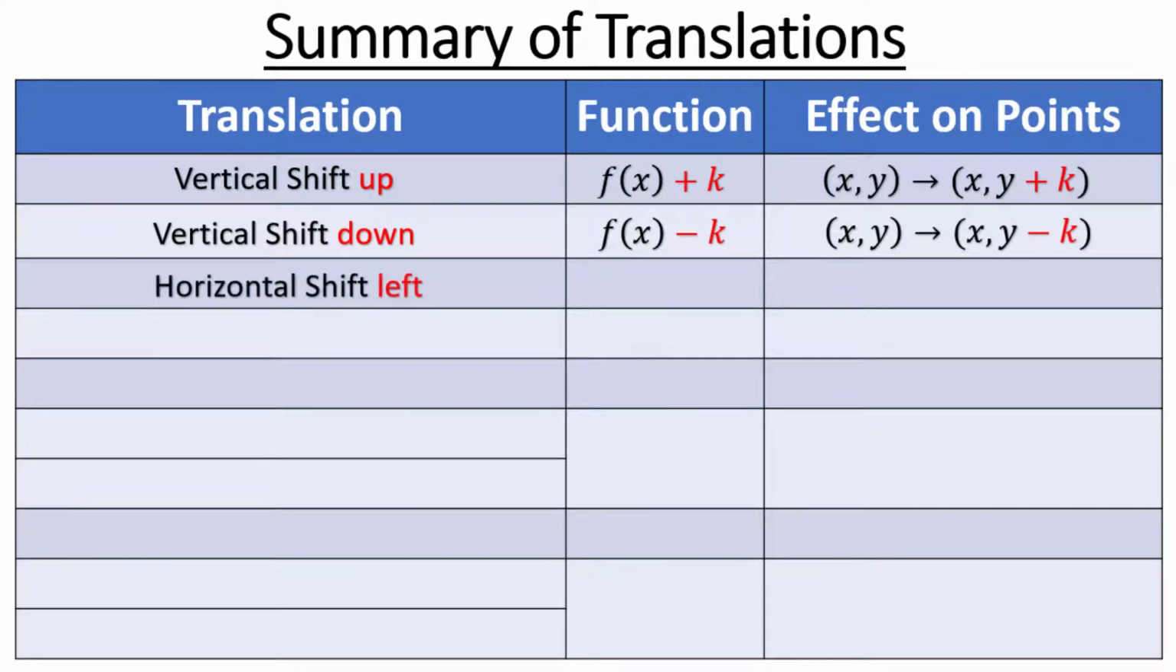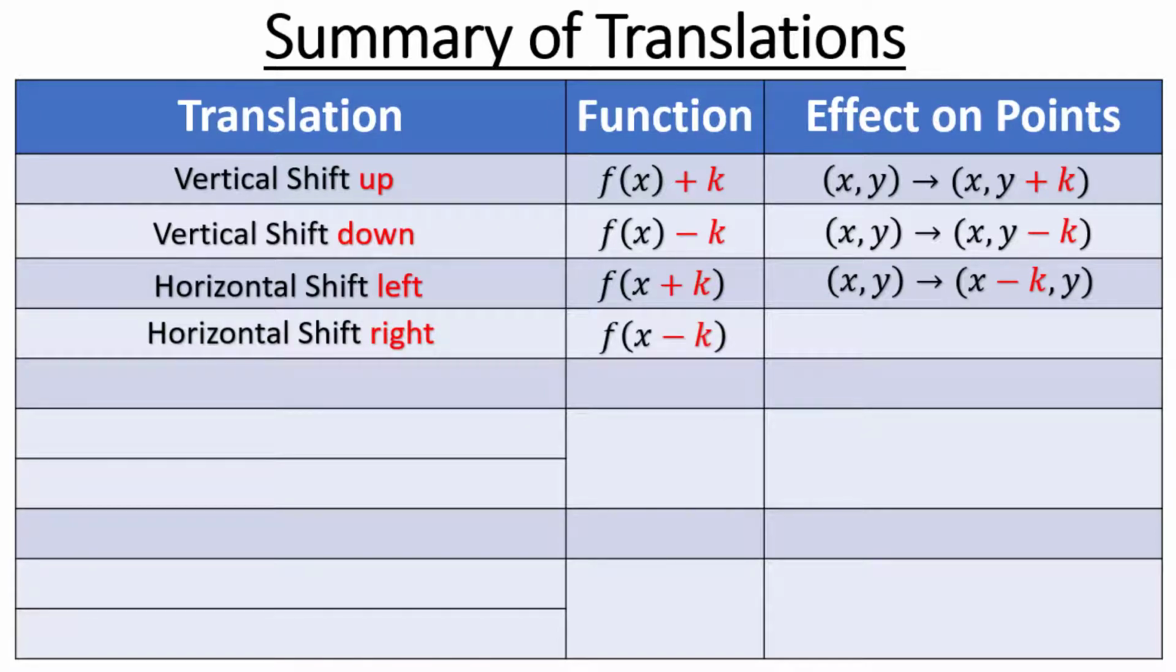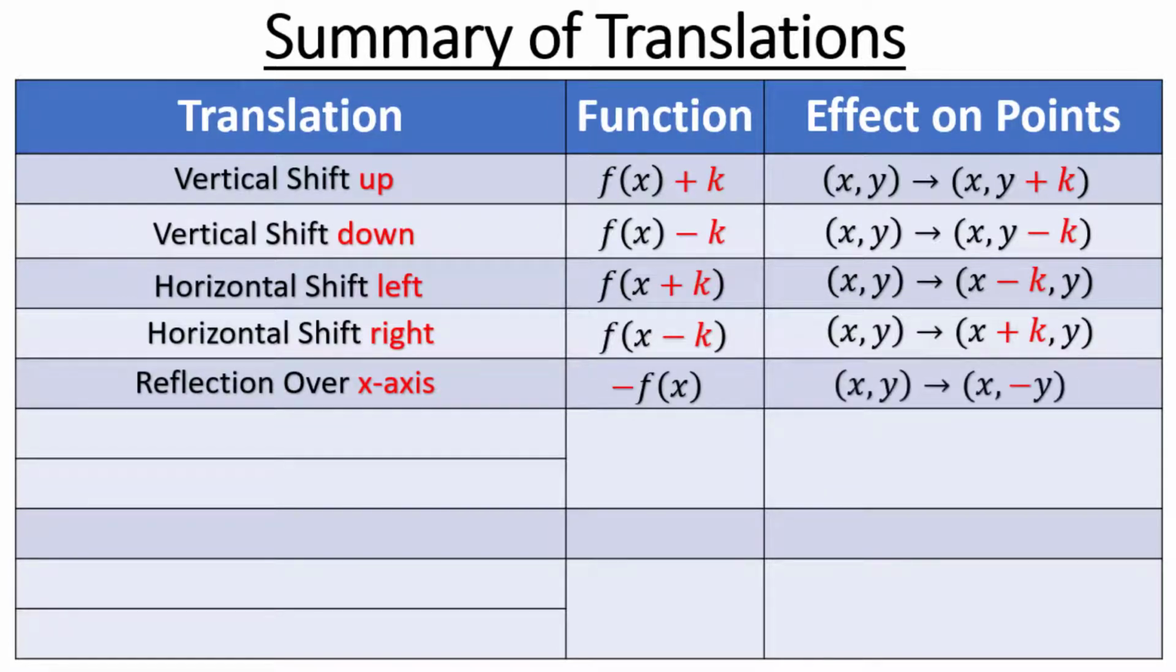A horizontal shift left is represented by f(x + k), which means we must subtract k from each of our x values in order to move to the left horizontally. A horizontal shift right is represented by f(x - k), which means we must add k to each of our x values in order to move to the right horizontally. A reflection over the x-axis is represented by -f(x), which means we must change the sign on all of our y values.